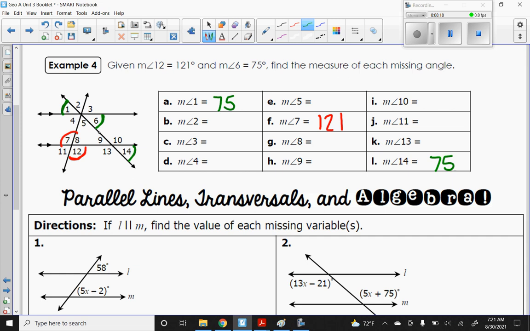Now look at angle 9. Angle 9 is vertical to 14. That is also 75.